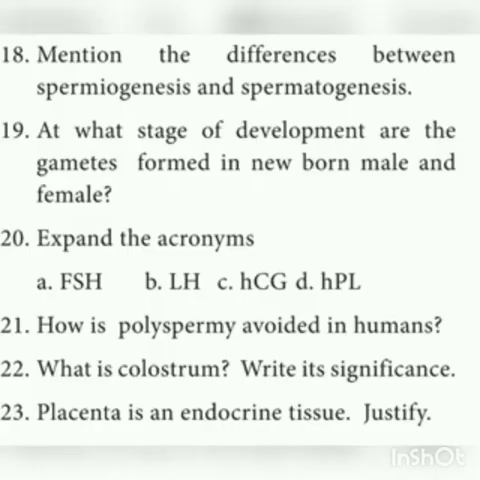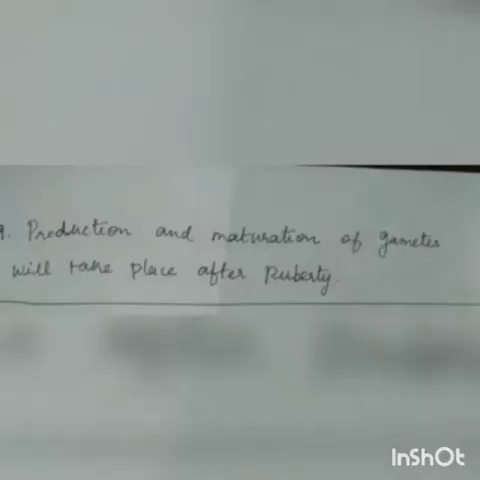Next, at what stage of development are the gametes formed in the newborn male and female? So at what stage of development? Production and maturation of gametes takes place during the maturity stage. That means after puberty.